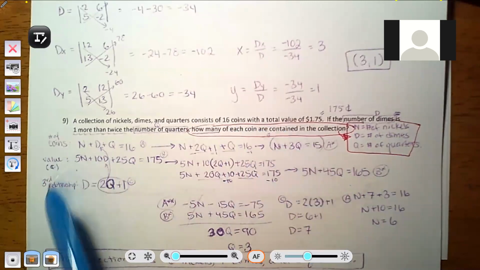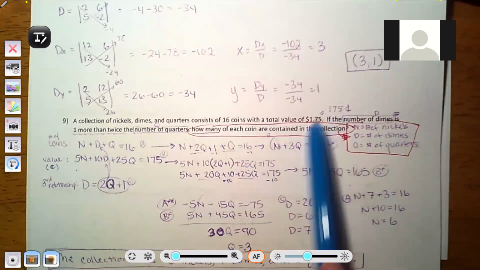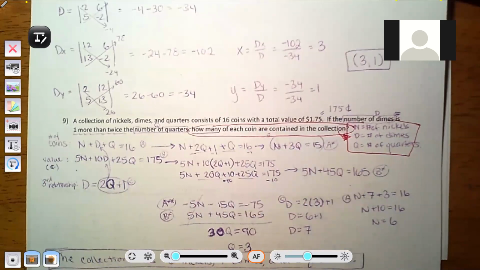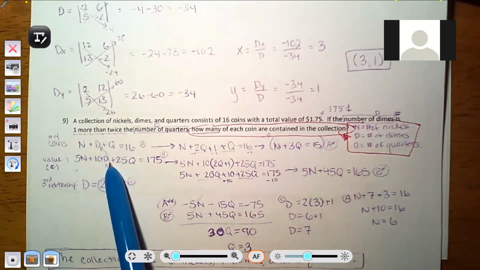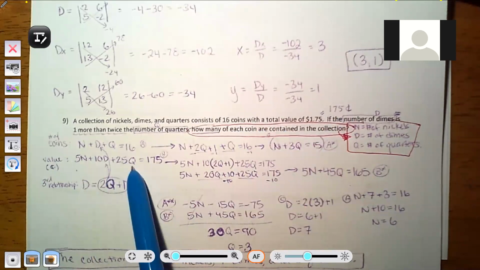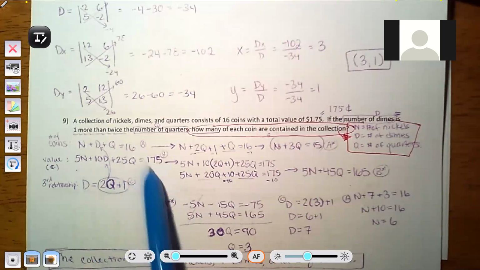I did it in terms of cents, so I converted the dollars to cents. That way I didn't have to deal with decimals. So 5 cents per nickel, per meaning times. 10 cents for each dime, is another way of thinking of it. 25 cents for each quarter. They add up to 175 cents.